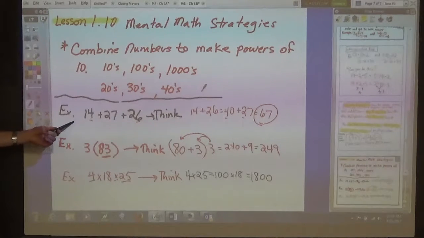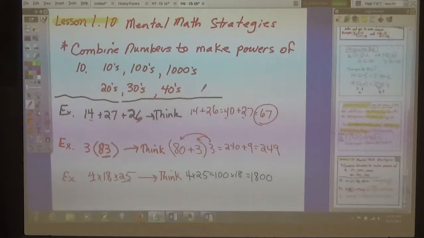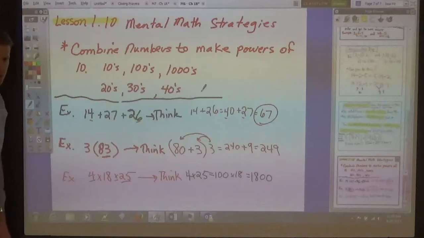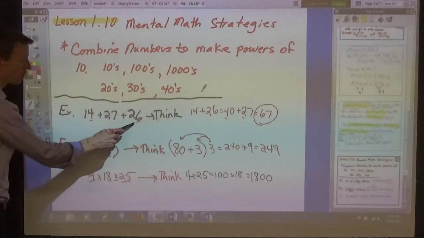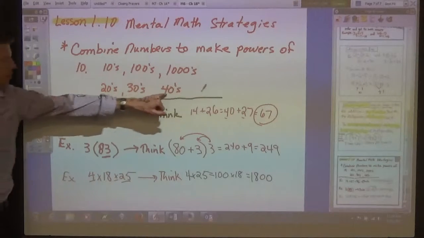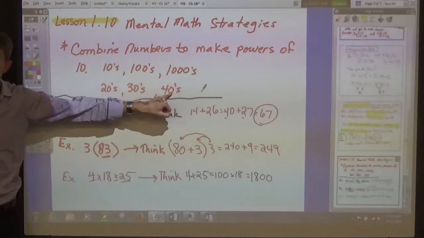So, look at this example. 14 plus 27 plus 26. Okay? If we look at these numbers, what you may see is that if we add 4 and 6, 4 ones and 6 ones are 10 ones. And so we could add 14 plus 26 first in order to make a power of 10, or a 10 number, and then add that to the third number.